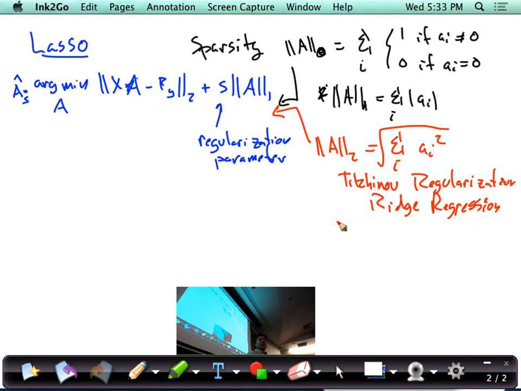And so this one is nice in that it actually has a closed form. In this case, we'll call this A hat S. The solution to this one is going to be X transpose X plus S squared inverse X transpose Y. So I can solve this version of ridge regression exactly, but this is not going to get me sparsity, and we'll see that in a bit.